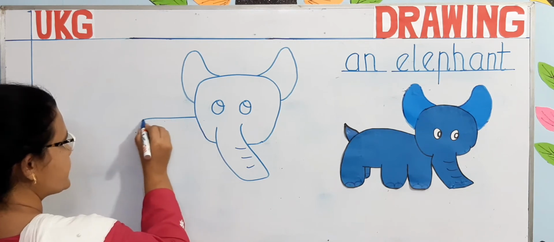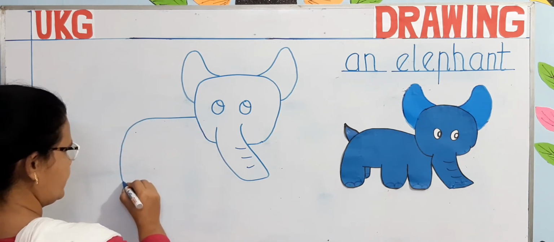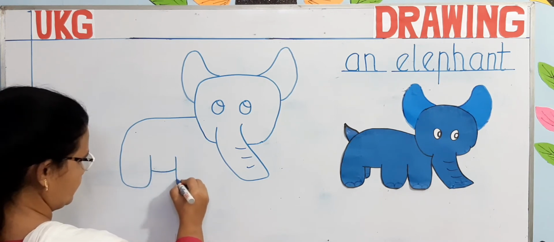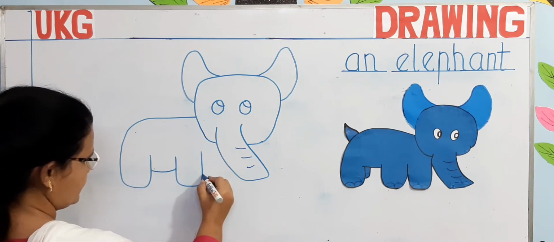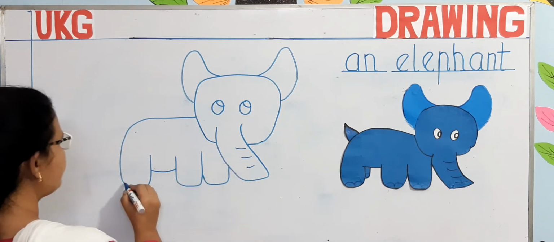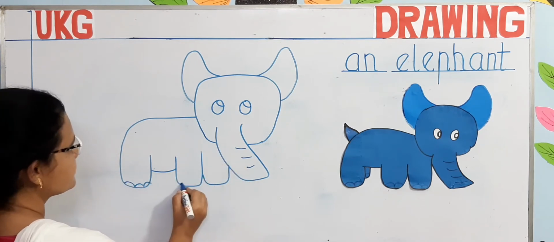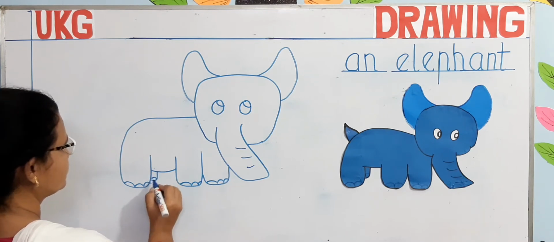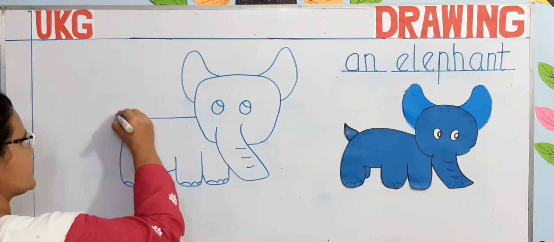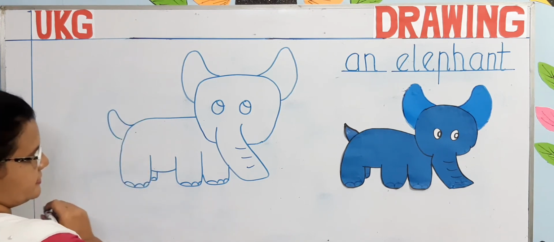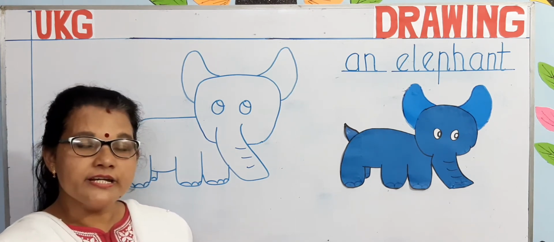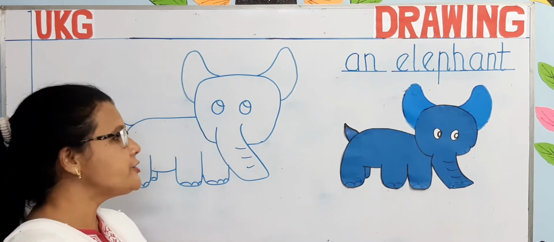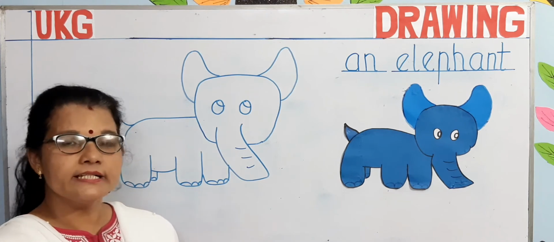Now we will draw its body. Its legs. See, come down, turn, go up. These are its toes. Now its tail. Wasn't that easy, children? You all need to practice drawing an elephant and you need to color it as it is in the colored picture.